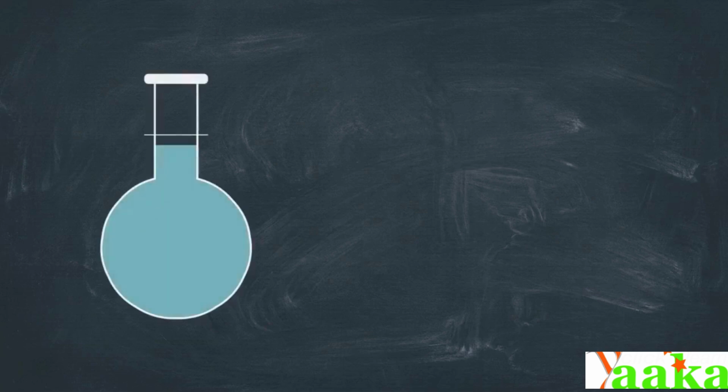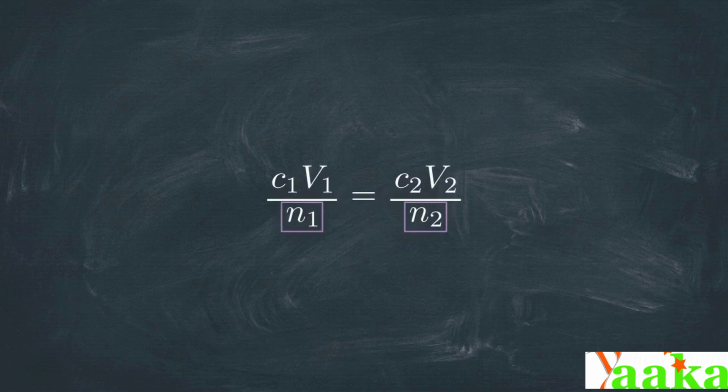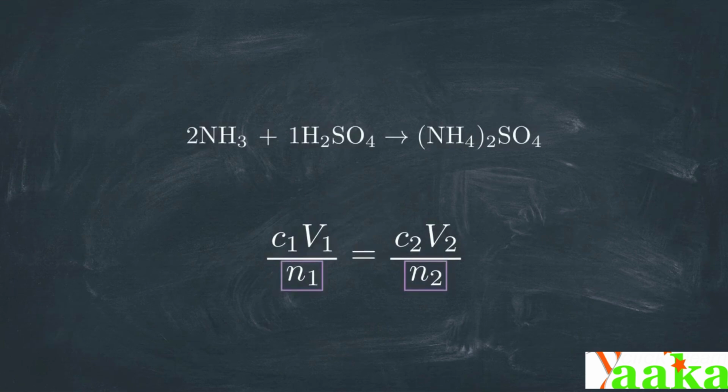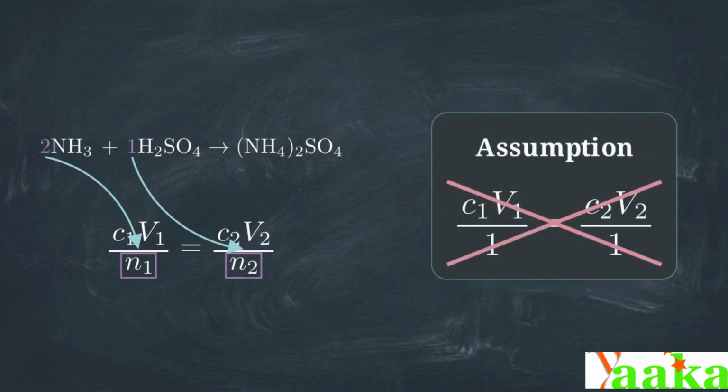Here, precision liquid volumetric analysis is built on the relationship that moles equal concentration times volume. This visual shows the standard titration formula. Notice the N in the denominator. You must apply the stoichiometric mole ratio from your balanced equation to find the concentration of an unknown. You cannot assume the moles are equal without checking the balanced equation first.